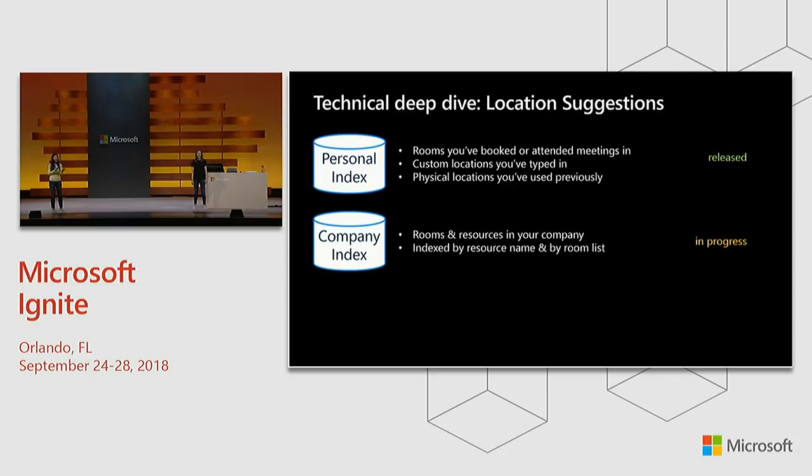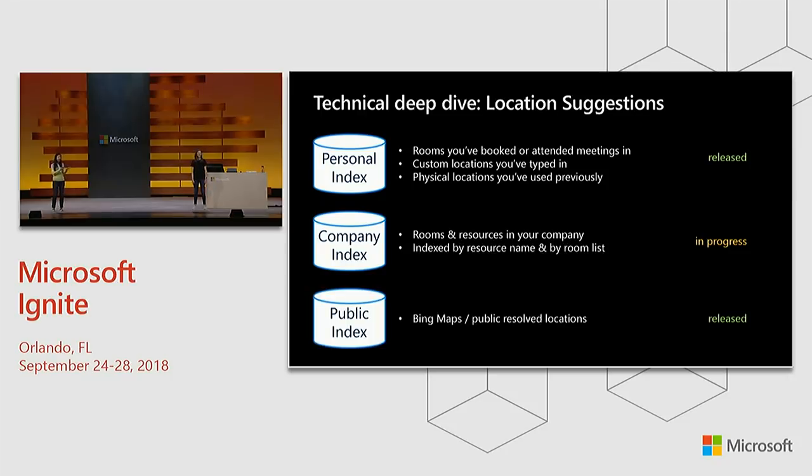The second, and this is the part that we're really working on, is the company index. In the cases when you want to schedule something that's not in your normal recently used rooms and personal history, we want to be able to surface rooms and resources from across your organization. We want these to be indexed by name and by room list and to show fast availability. Those are some of the technical challenges we're working through in order to get fast suggestions for any room in your company, even if it's one you have not used yourself. So that part is in progress.